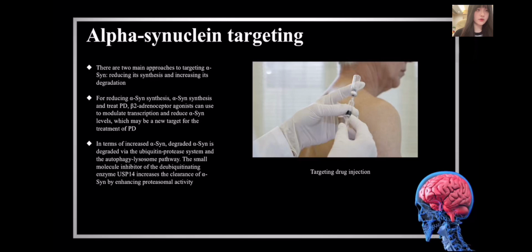In terms of increasing degradation, alpha-synuclein is degraded via the ubiquitin-proteasome system and the autophagy-lysosome pathway. The small molecule inhibitor of the ubiquitin enzyme USP14 increases the clearance of alpha-synuclein by enhancing proteasomal activity. The mammalian target of rapamycin, mTOR, pathway has also been implicated in the degradation of alpha-synuclein, and the mTOR inhibitor rapamycin protects neural cells in animal models.